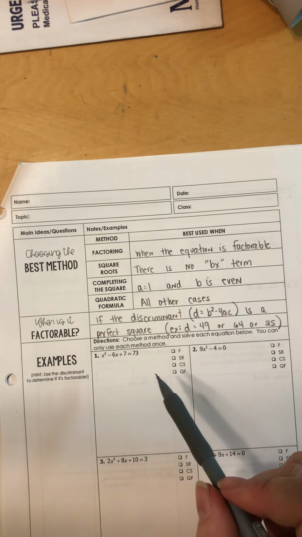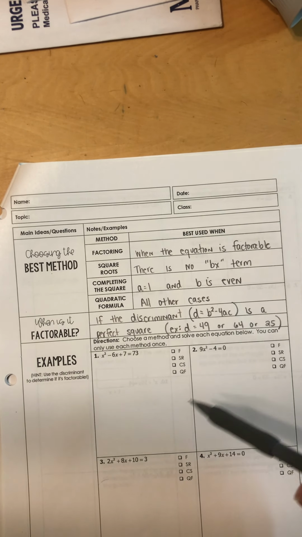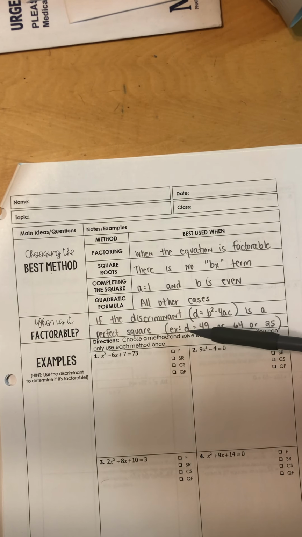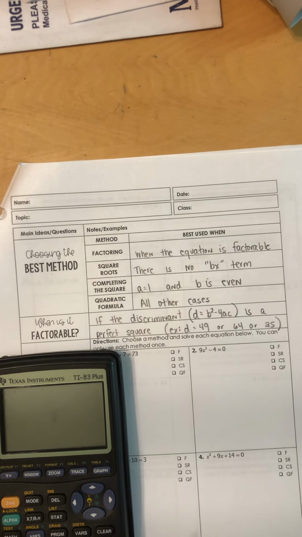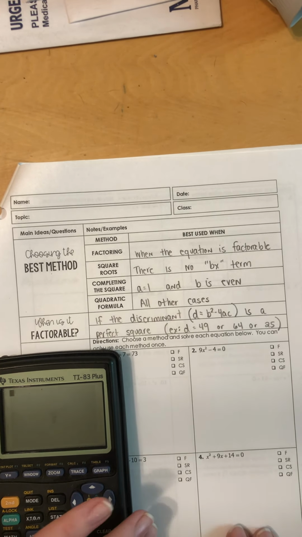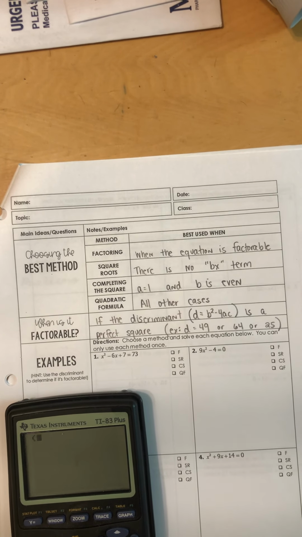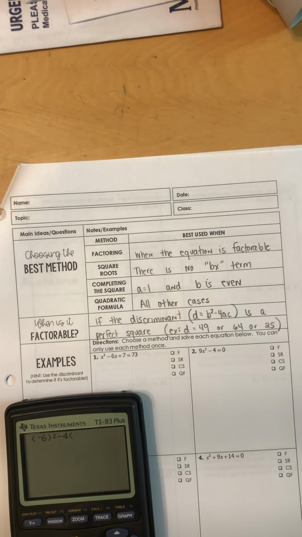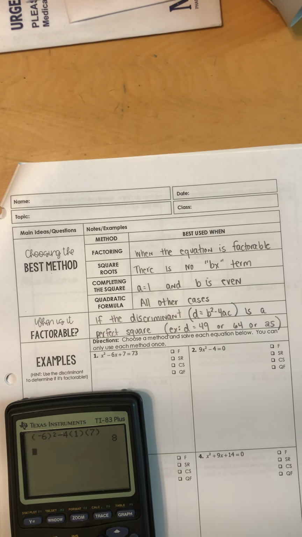All right, let's go through some examples and how I work through these. Our first one: x squared minus 6x plus 7 equals 73. First, is the equation factorable? Is our discriminant a perfect square? Sometimes it helps to have a calculator close. My discriminant is negative 6 squared minus 4 times 1 times 7, which is 8. 8 is not a perfect square, so I'm not going to factor it.